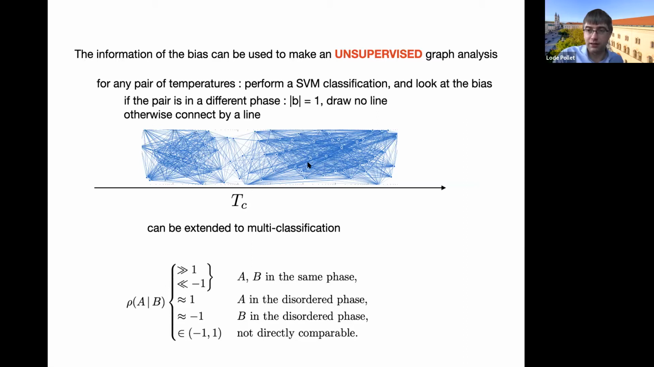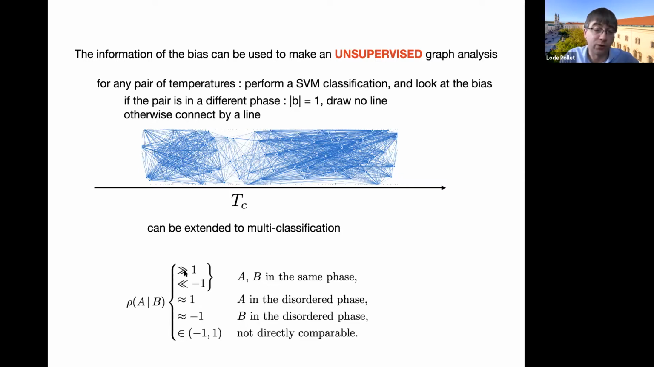And by extending this, you can now do a scan over the whole phase diagram. For every parameter point you do a pairwise SVM, you look at the values of this rho, and you will pick up the topology of the phase diagram. Okay, so this is essentially what we do. You look at the bias between 2 points A and B, and you check what's going on.